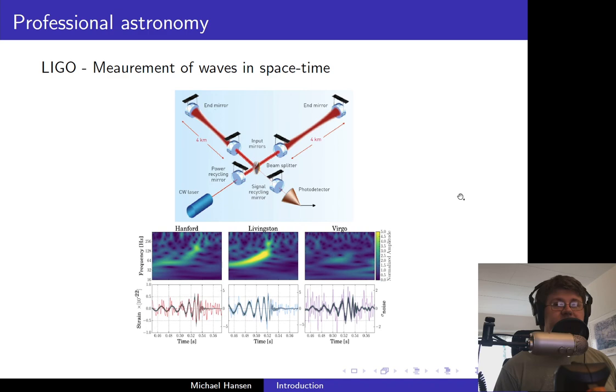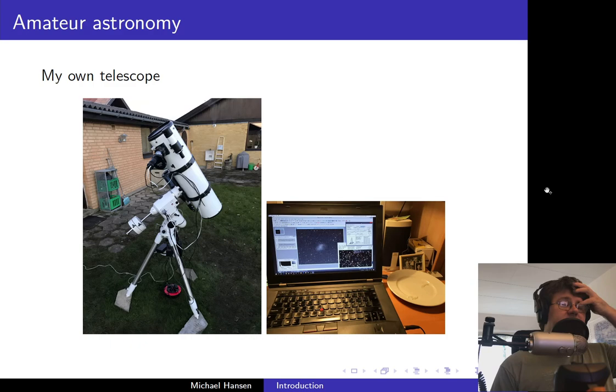All right, so let's take the other part of astronomy. And that is amateur astronomy. So here you see my telescope. I have a little camera here. I have a filter wheel. I have a search telescope, or we call it a finder telescope. And then I have my guiding telescope down here.